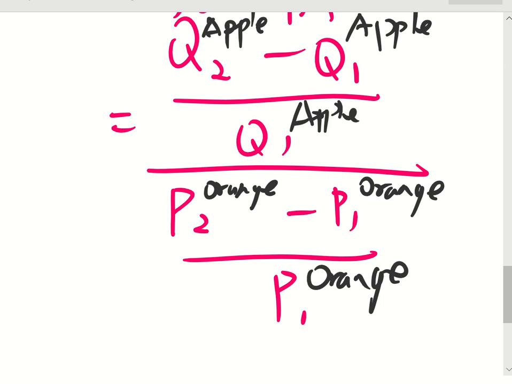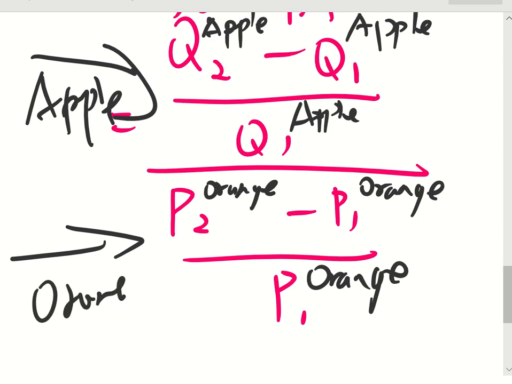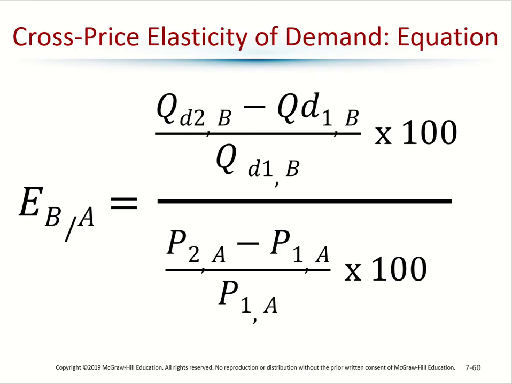You still have the same Q1, Q2, P1, P2, but the only difference is that on the top of the fraction is only for one good, let's say apple, and on the bottom of the fraction is only for the other good, let's say orange. Okay, so make sure to keep those consistent. So one good on top, the other good on the bottom, and that will give you cross price elasticity. Now for cross price elasticity, this one we care about the sign.